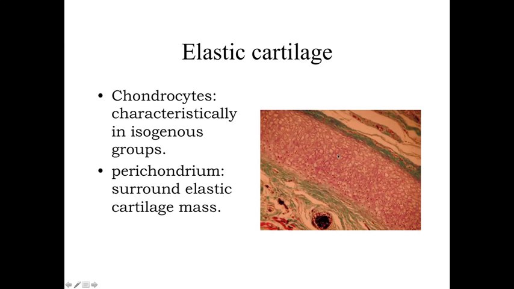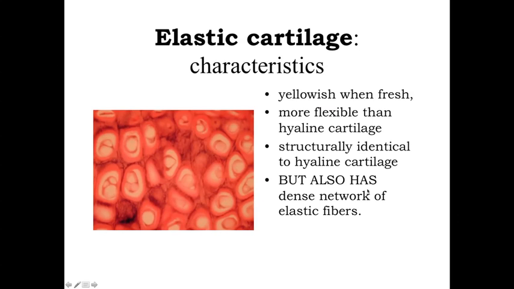Overall, the characteristics are still relatively the same as hyaline cartilage, except for the addition of those elastic fibers being present there. So these cells are still going to be involved with maintaining the matrix. It's going to be an avascular tissue. We're going to have a perichondrium around the outside over here, both above and below this mass of elastic cartilage, through this region right through here.